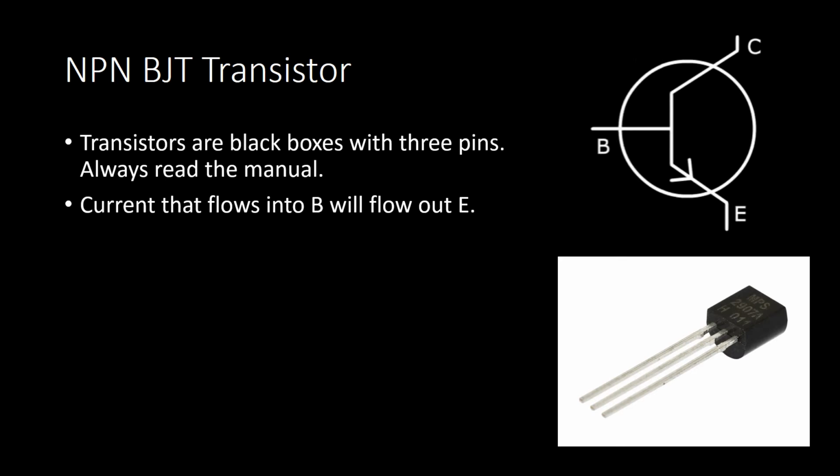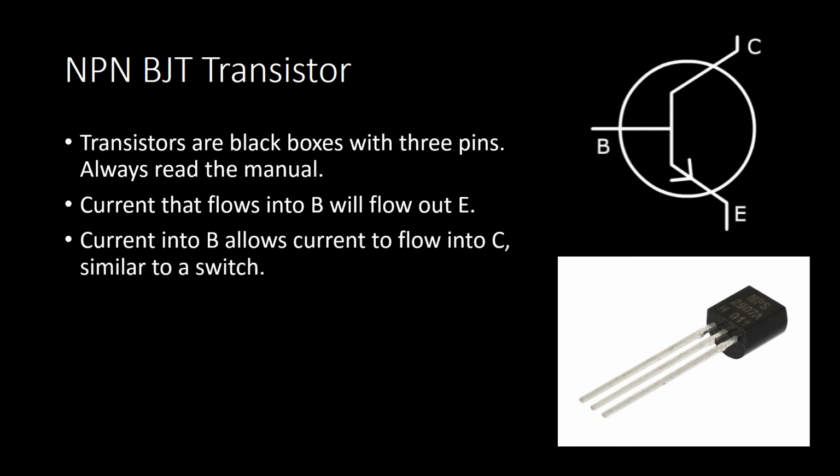There's another type of BJT called a PNP, where current actually flows out of the base, and maybe I can touch on that a little bit later. But there are different types of transistors, and in this example, this is referring to NPN. Current flows through the base and into the emitter. What that does is it allows current to flow from C to E.